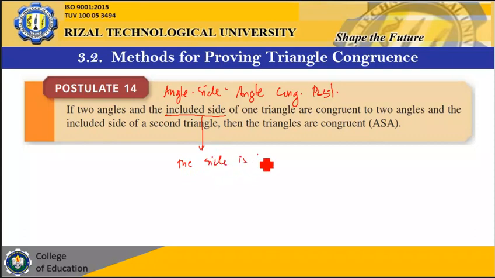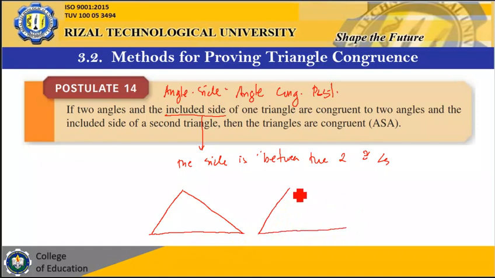Okay, so notice that we have here the included side, meaning to say that the side here is between the two congruent angles. Okay, so if we are to illustrate the figure, let's draw first two triangles. Okay, let's name this one as triangle PET, and then let's name the other triangle as DOG.